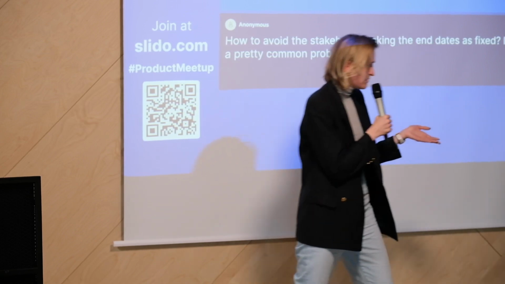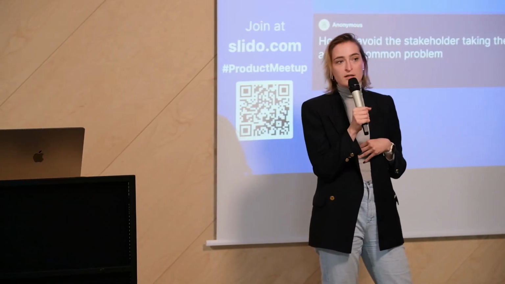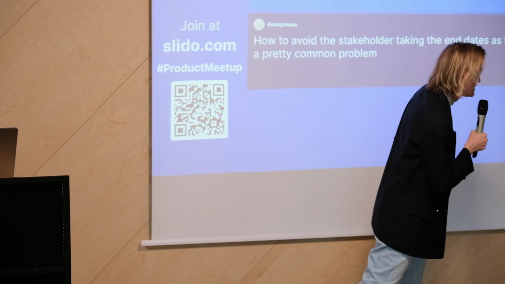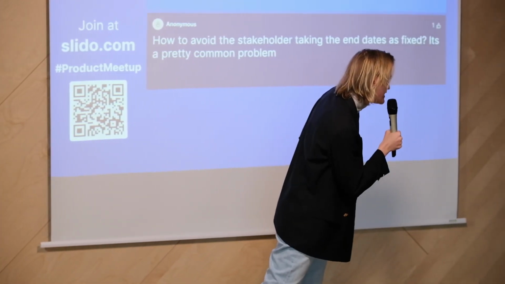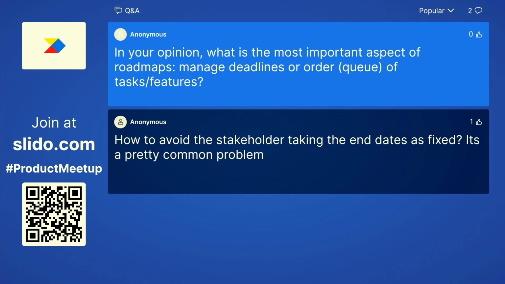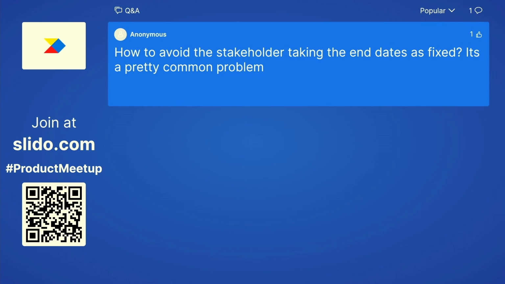Though, for example, in Productboard, managing deadlines would be more of an engineering manager job because that's part of the delivery. But yeah. How to avoid a stakeholder taking the end dates as fixed? It's a pretty common problem. Yep, that is a pretty common problem, but sorry to tell you, it's up to you to educate them, right? The end date is a conversation. If it's a fixed scope, fixed time, you have to communicate this well. I don't think I have better advice than that.